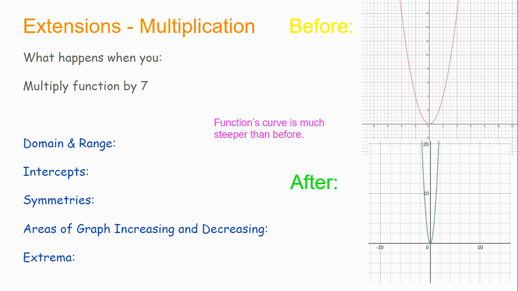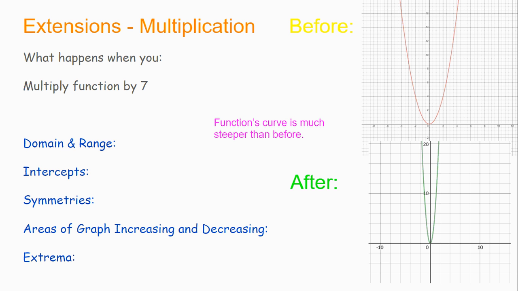Real numbers and 0. Yes, that is true. And then the intercepts stay the same as well. The intercept is 0, 0. That is the only intercept there is, 0, 0. The symmetry is the exact same as before. It's just more squished in, but -7x squared is the same, or x squared is the same as -x squared.